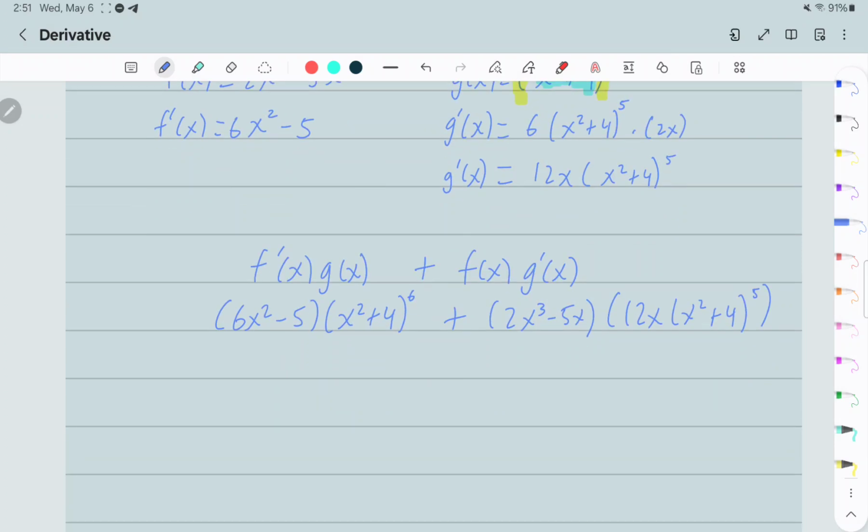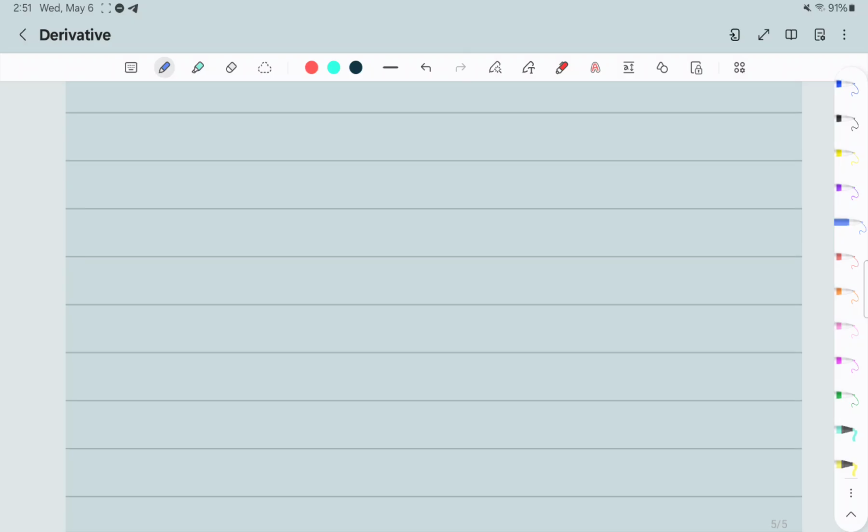Now, if they ask you to simplify, be my guest, expand this. Expand as much as you can. Otherwise, you can leave it like this, and it's going to be more than enough for your answer. And that's how you find derivatives.